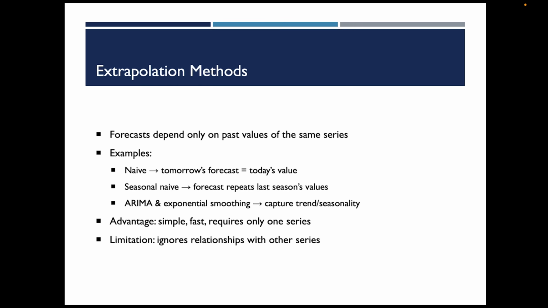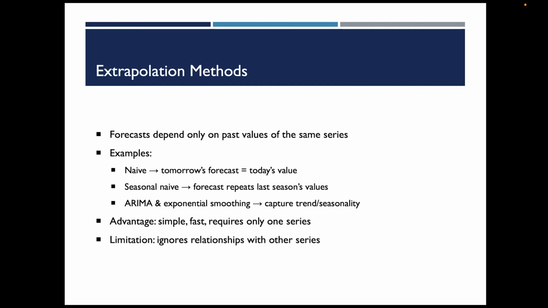The first method is extrapolation. As we said, it relies on projecting forward patterns found in the target series itself only. Like the naive forecast: if the demand yesterday was 200 units, tomorrow's forecast is going to be 200 units. Seasonal naive: for monthly retail sales, this December's forecast is last December's sales. Exponential smoothing captures trend and seasonality by assigning decaying weights to past values. Or ARIMA models, which capture autoregressive and moving average patterns in a flexible way.